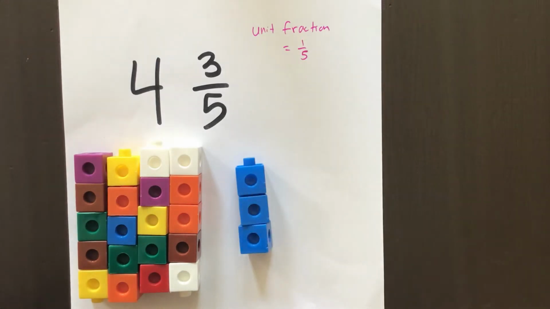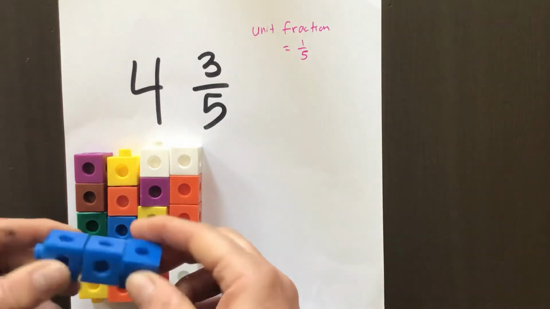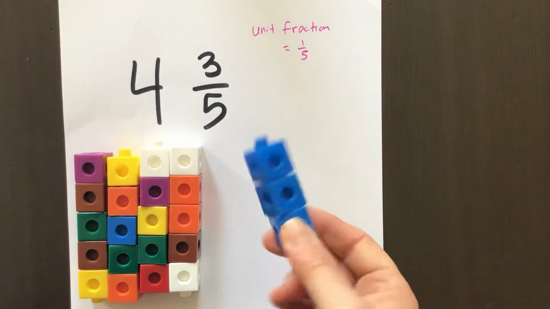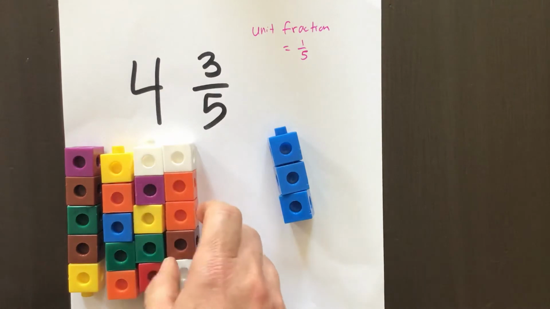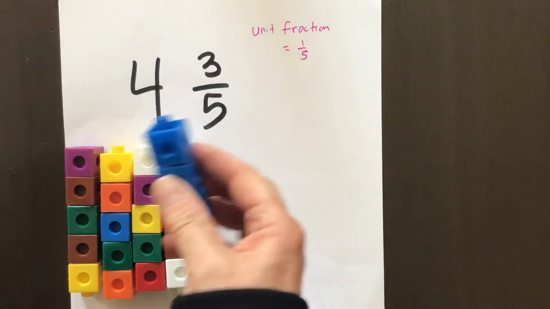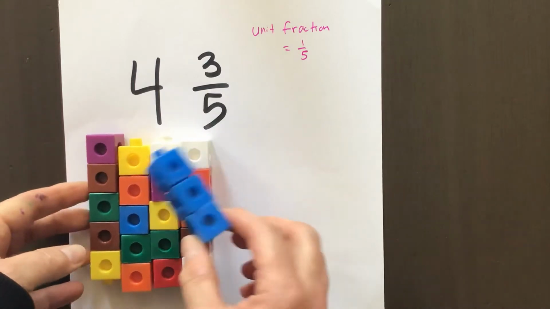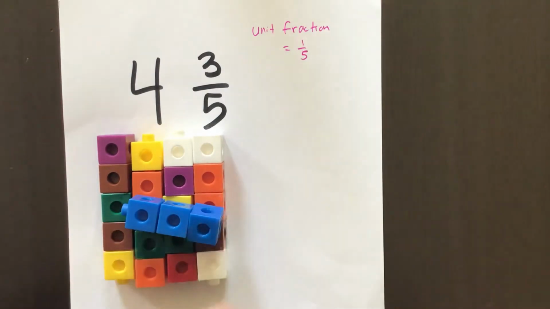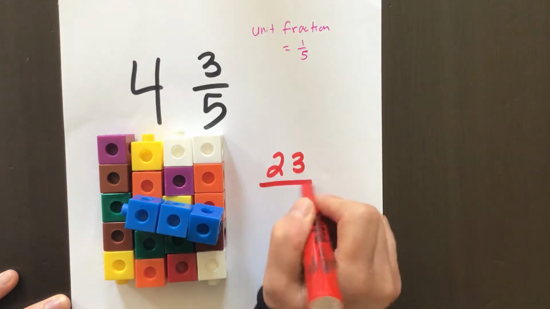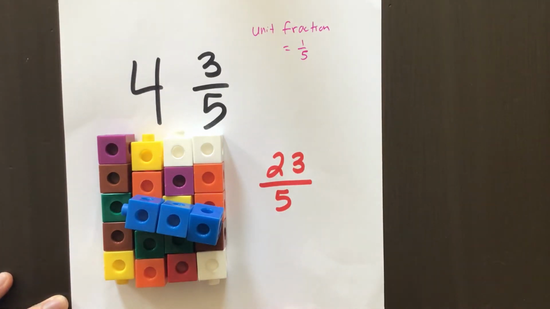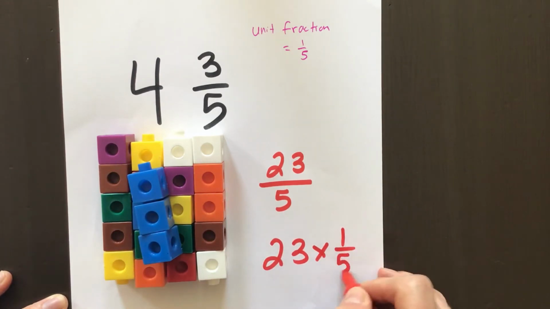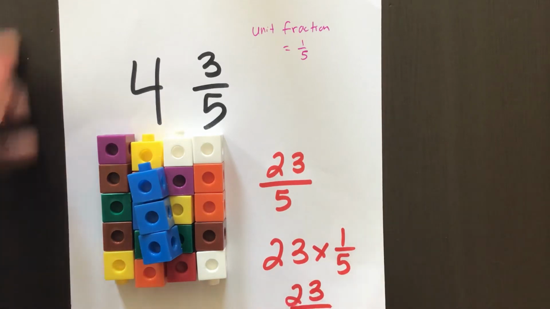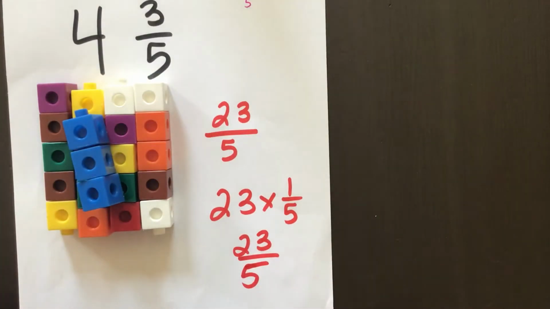So if I want to convert it into a fraction greater than 1, or an improper fraction, I just count up how many blocks I have. How many pieces of 1/5, our unit fraction, do I have? Well, here I have 4 groups of 5, so 4 times 5 is 20, 21, 22, 23. All together, all these blocks would be 23/5. I have 23 1/5. I have 23 of these. I have 23 times 1/5. I have 23/5.